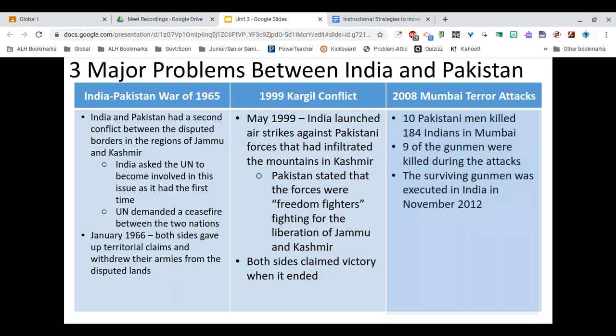And in 2008, you have the Mumbai terror attacks. And many people refer to this as India's 9/11. Ten Pakistani men killed 184 Indians in Mumbai. Nine of them were killed during the attacks, and then the surviving gunman was executed in November 2012.